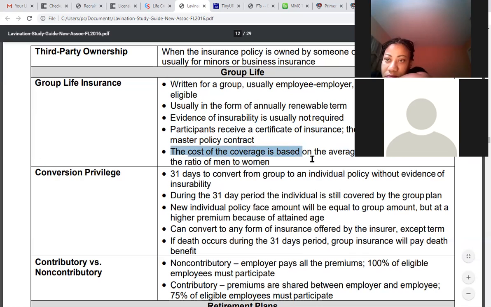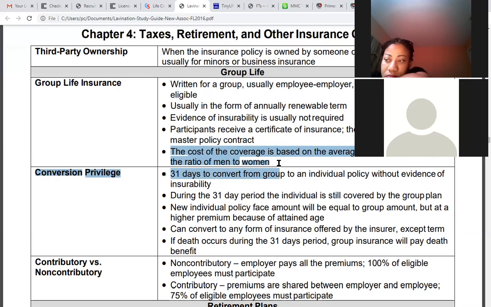Okay. The cost of coverage is based on what? Age group, and the ratio of men to women. So they do a ratio, depending on how many women and how many men, because they have a tendency, they might say men die before women, who knows?